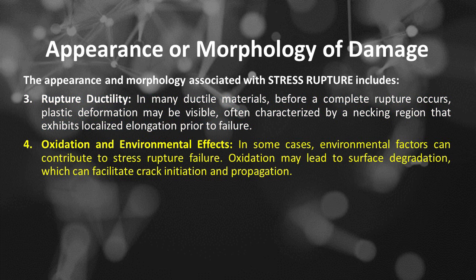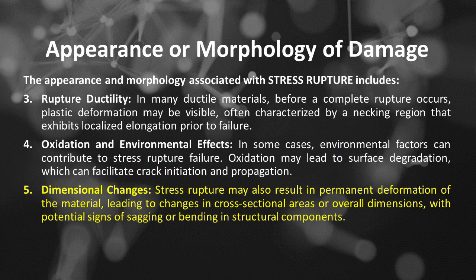Number 4 is oxidation and environmental effects. In some cases, environmental factors can contribute to stress rupture failure. Oxidation may lead to surface degradation, which can facilitate crack initiation and propagation. Number 5 is dimensional changes. Stress rupture may also result in permanent deformation of the material, leading to changes in cross-sectional areas or overall dimensions, with potential signs of sagging or bending in structural components.